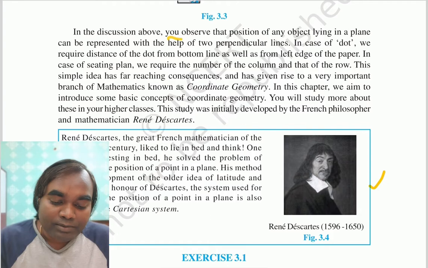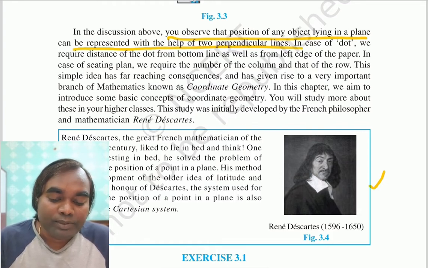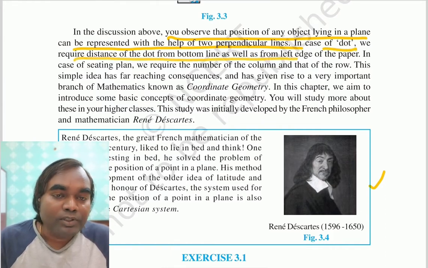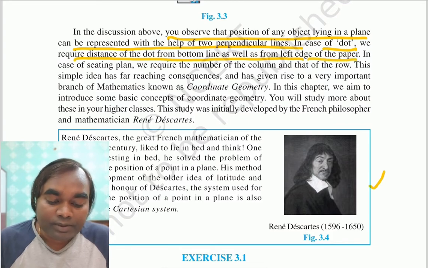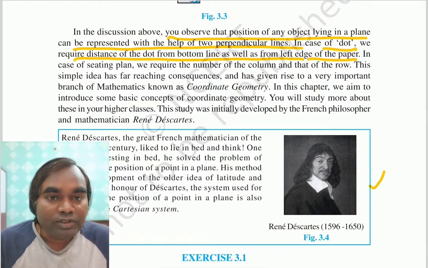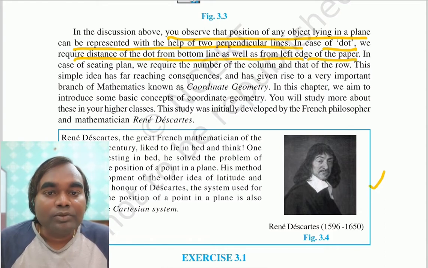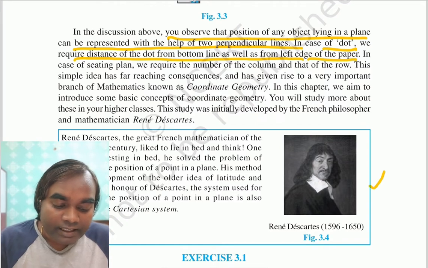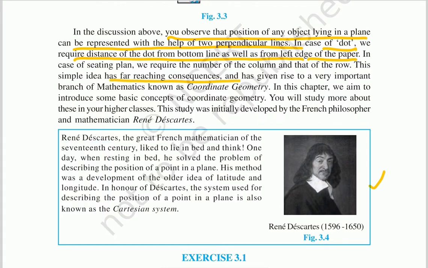In the discussion above, you observed that the position of any object lying in a plane can be represented with the help of two perpendicular lines. In case of the dot, we require the distance of the dot from the bottom line as well as the left edge of the paper. In any other situation, you need two reference lines to decide the precise position of any point in two dimensions. This idea has far-reaching consequences and has given rise to a very important branch of mathematics known as coordinate geometry.